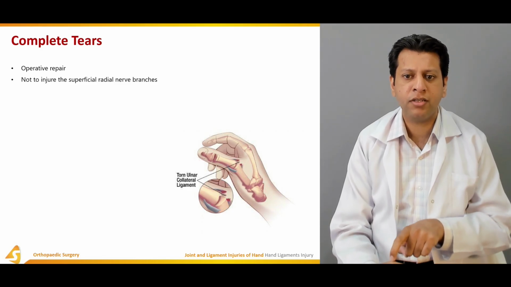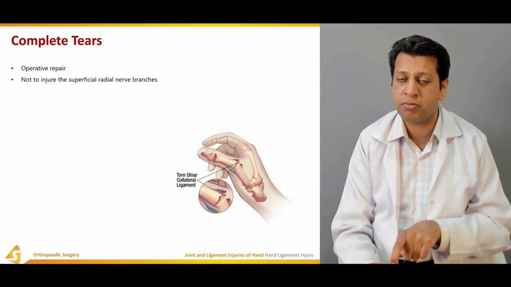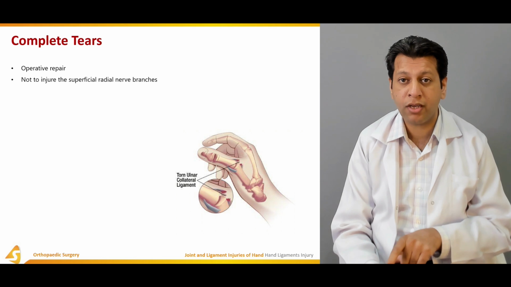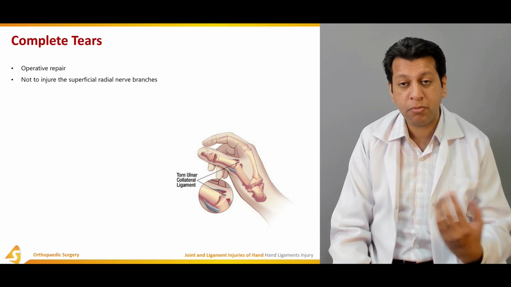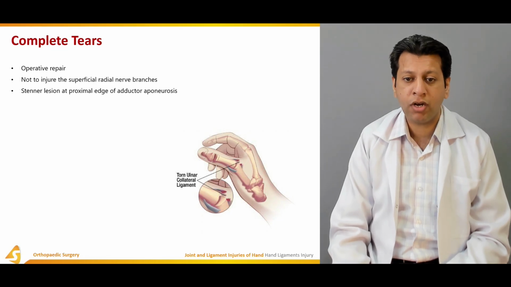And from this side, the superficial radial nerve branches are lying very close to the carpometacarpal branches, and they can get injured as well, as they're almost lying in the line of incision. So we have to be very careful, especially when we're going for the repair of the ulnar collateral ligament.